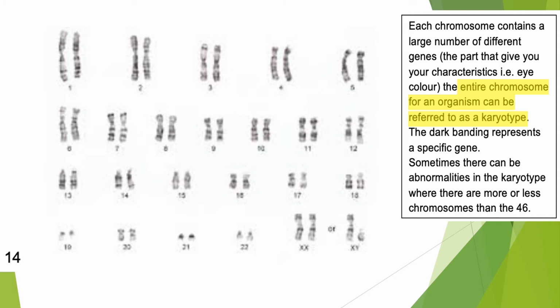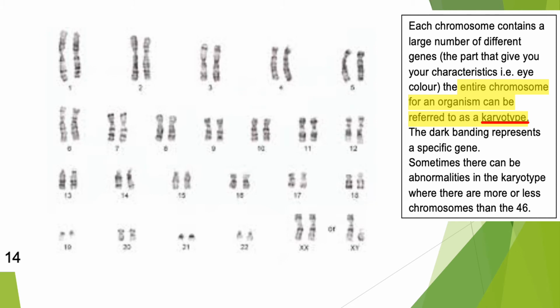All right. Now, sometimes there can be abnormalities in the karyotype where there are more or fewer chromosomes than the 46 you originally have. So this, I'm going to have you underline karyotype here. This leads me to a condition called Down syndrome.